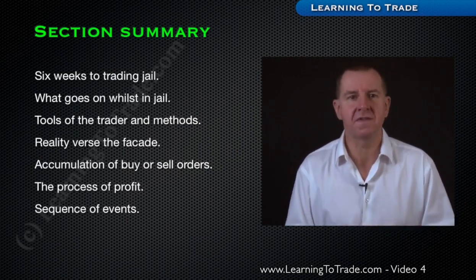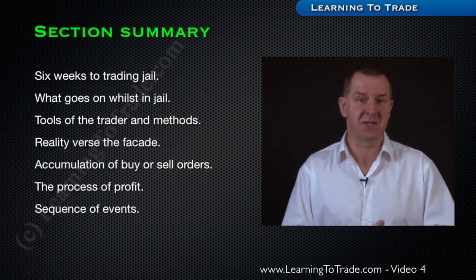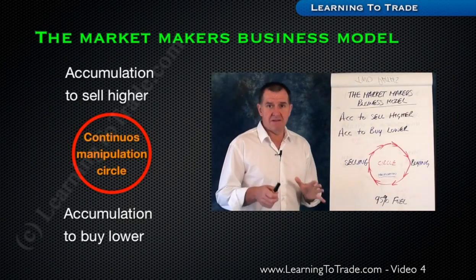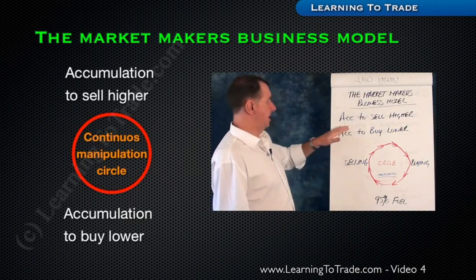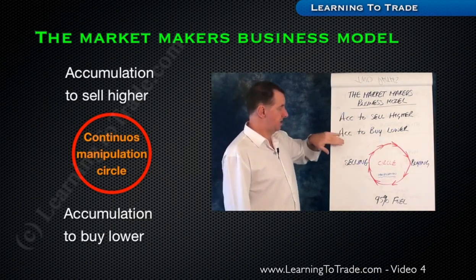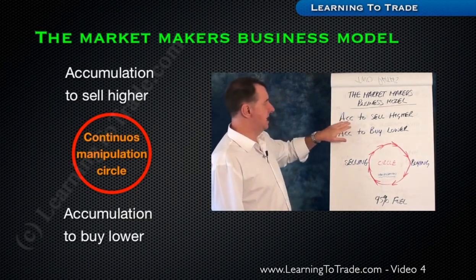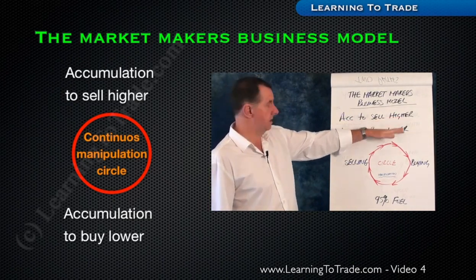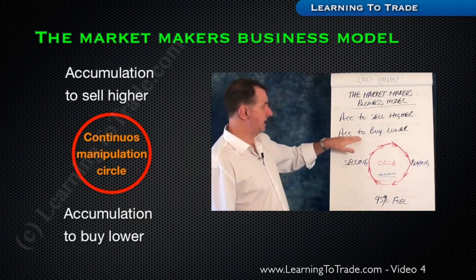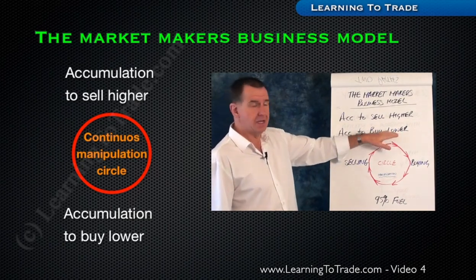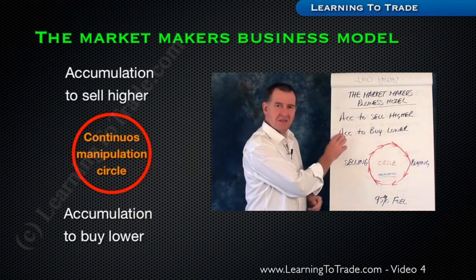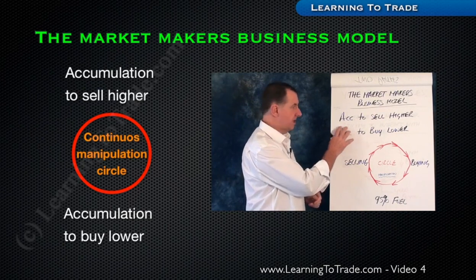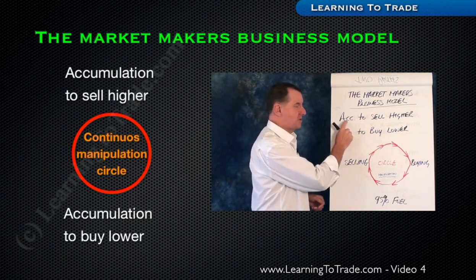We're going to start off in this next section with the market makers' business model. Basically, a very, very simple business model. They need to accumulate, again I've put ACC just to shorten that, accumulation. They need to accumulate to sell higher. Okay, they need to accumulate to buy back lower. It seems like a confusing thing when you read this through, so just have a think about that for a moment.